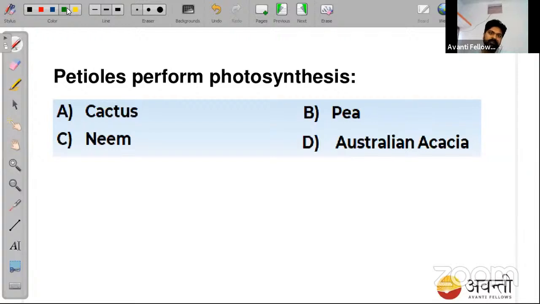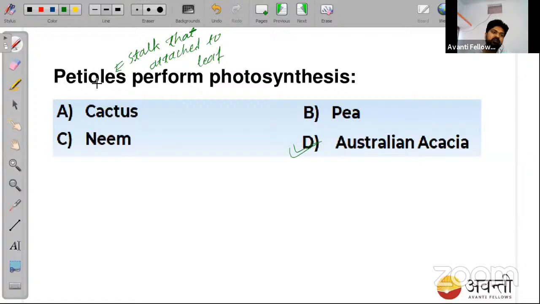So first of all, what is meant by petiole? Petiole is nothing but the stalk that attaches to the leaf. That is what is meant by petiole. Yes, correct. And the petiole performs photosynthesis. So here the correct answer is D.